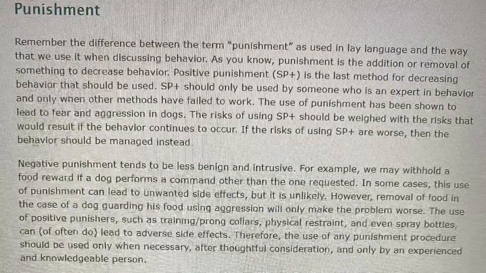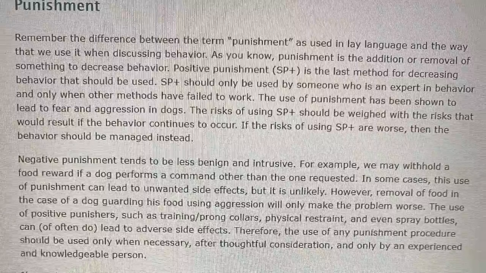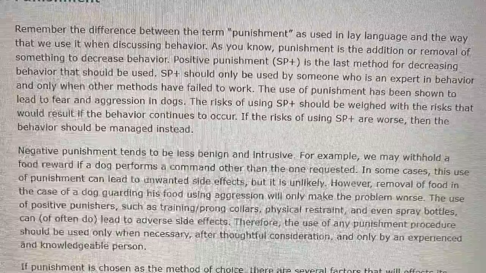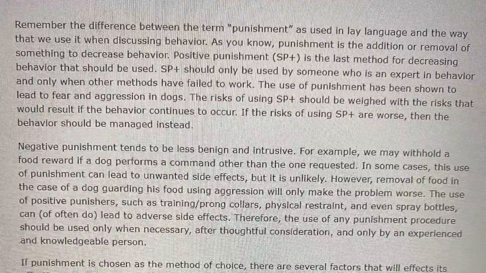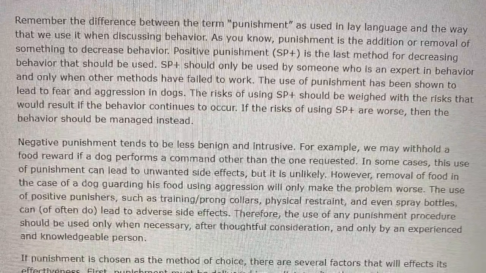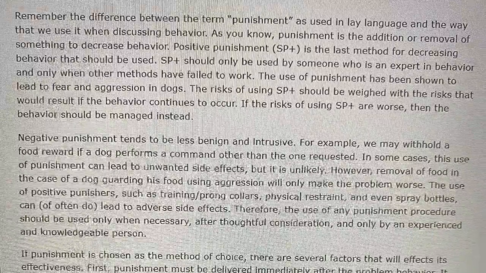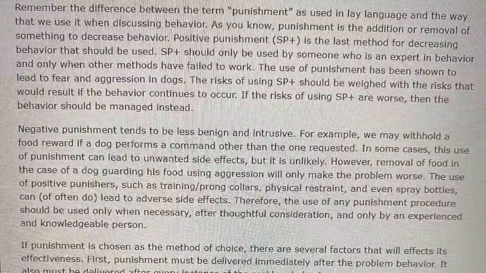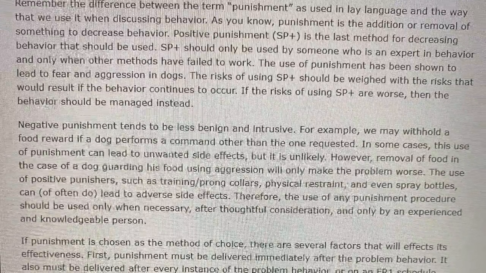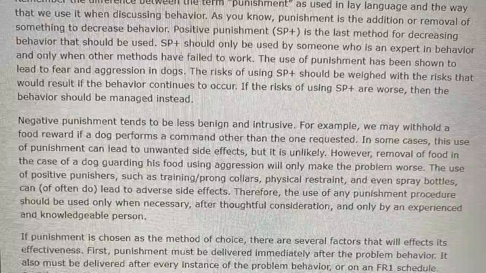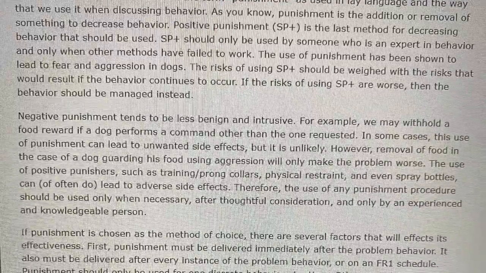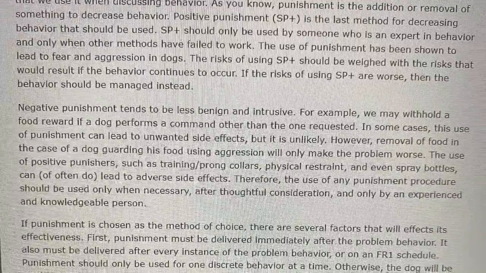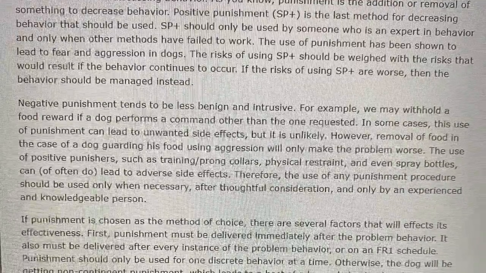Punishment. Remember the difference between the term punishment as used in lay language and the way that we use it when discussing behavior. As you know, punishment is the addition or removal of something to decrease behavior. Positive punishment, SP+, is the last method for decreasing behavior that should be used. SP+ should only be used by someone who is an expert in behavior and only when other methods have failed to work. The use of punishment has been shown to lead to fear and aggression in dogs. The risks of using SP+ should be weighed with the risks that would result if the behavior continues to occur. If the risks of using SP+ are worse, then the behavior should be managed instead.